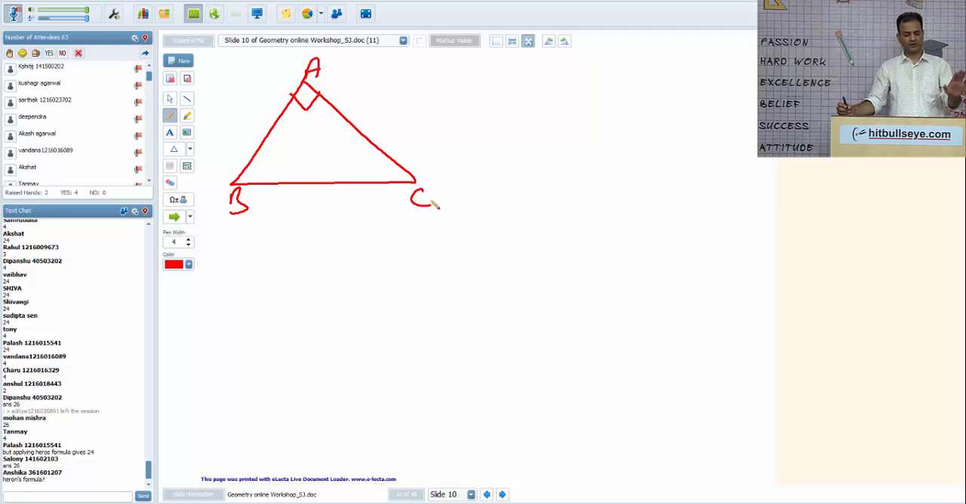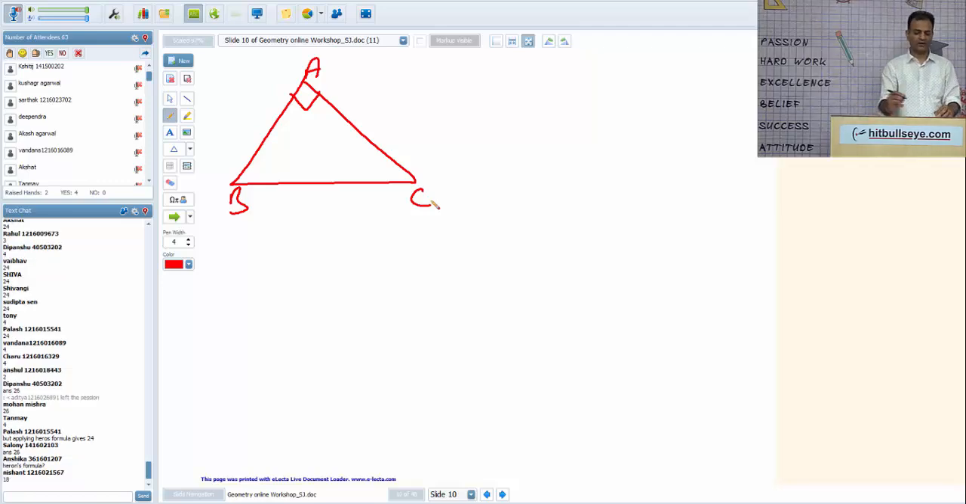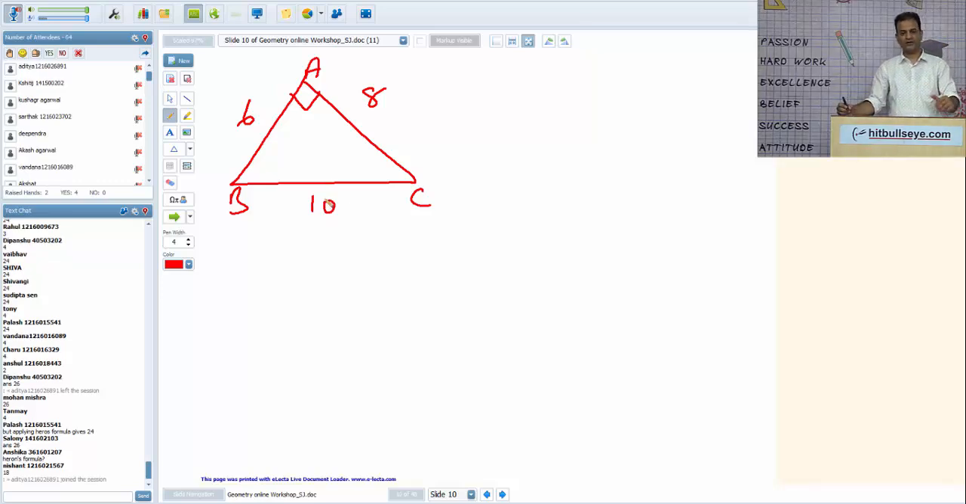Now see, forget about that question, we will solve it later on. Here is a very important property which you can use in various geometry questions. I'll take the same values 6, 8, 10. Now here there is a right angle at A. From A I draw an altitude AD. Now I am asking you, what is the length of BD?